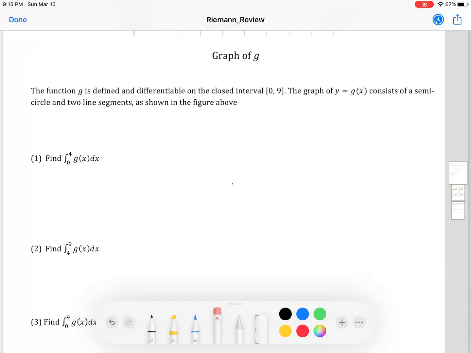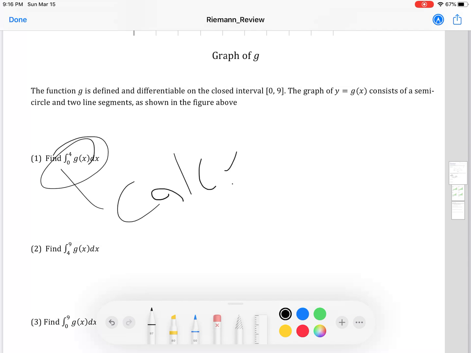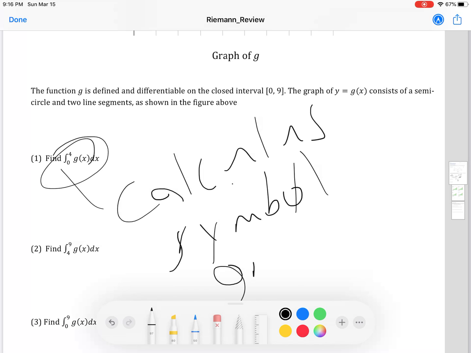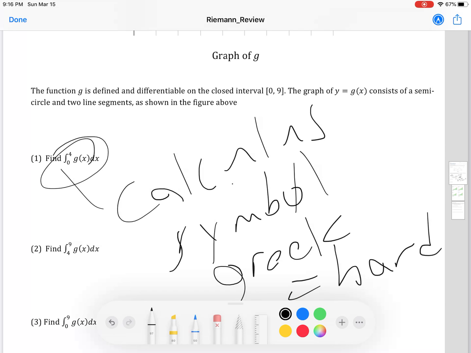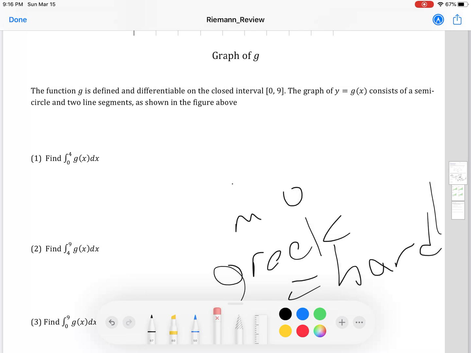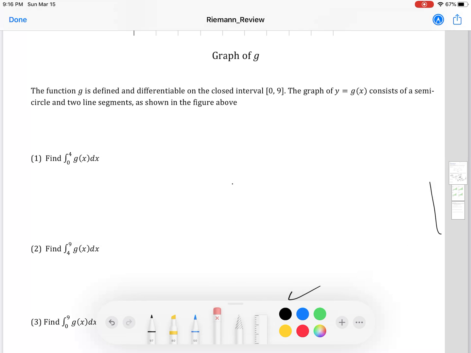So all the time when people see these types of questions, this is how they react. They say, calculus, symbol, Greek, hard. We don't want that experience for you, so we want to do this the right way and think about what those symbols mean.